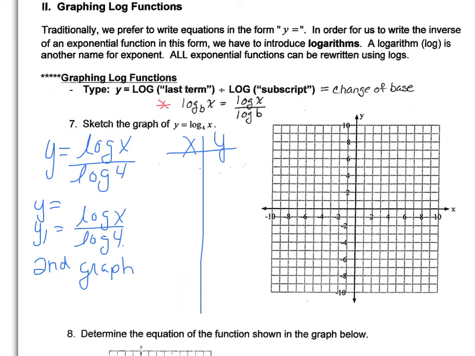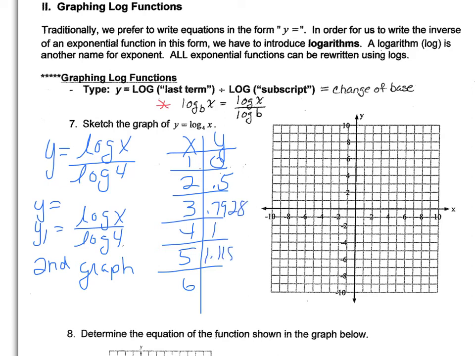If you look at the chart, you have no answers to any negative numbers of x values. That's because you're never allowed to take the log of a negative number. So all your values have to be greater than 0 for your x's. So we're going to do our chart from, let's say, 1 to 6. All right, so we have 0.5, 0.7928, 4 is 1, 5 is 1.1181, and 6 is 1.2925.